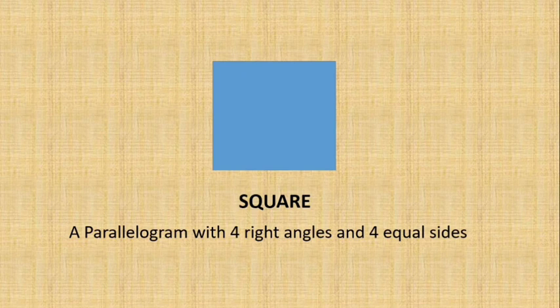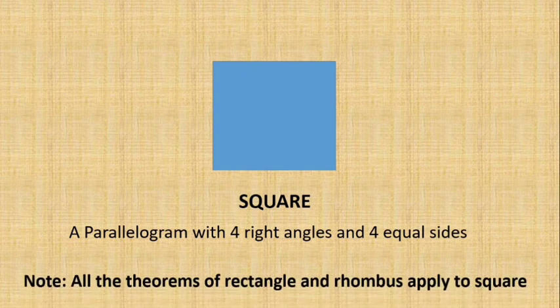So, always remember and keep in mind, all the theorems of rectangles and rhombus are applied to square. So therefore, don't forget about the theorems of rectangles and rhombus because those also apply to square. And that is all about the theorems on the different kinds of parallelogram.